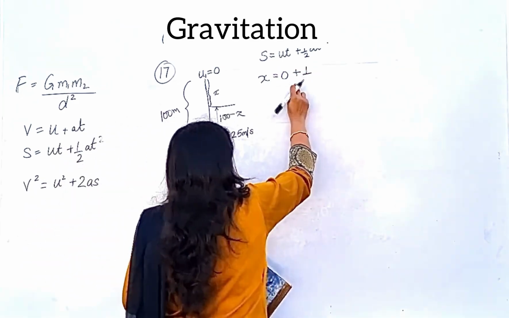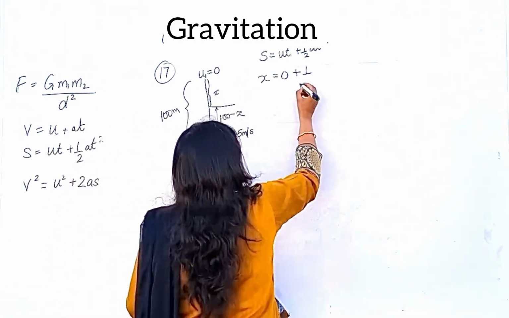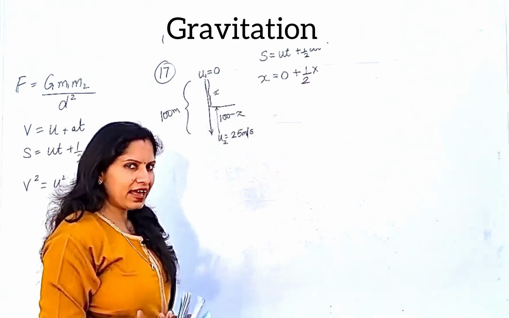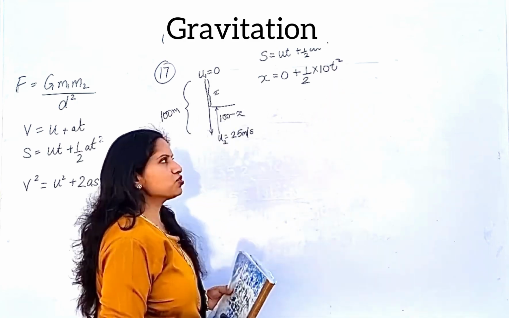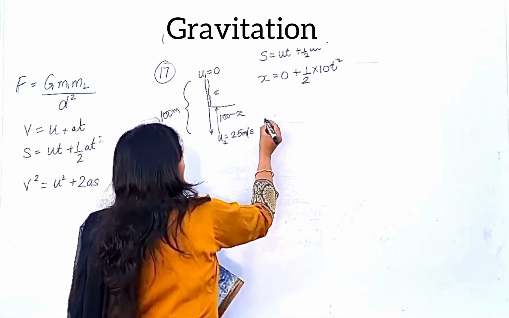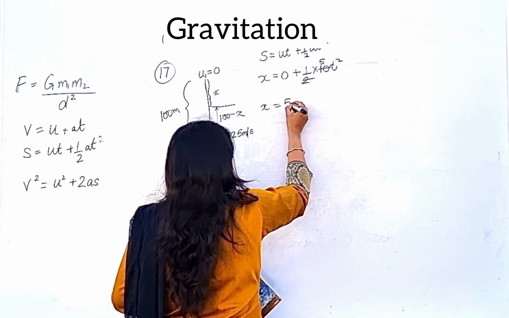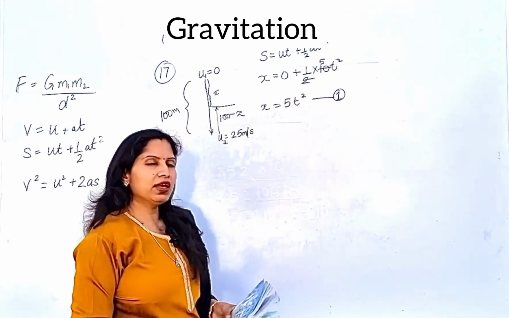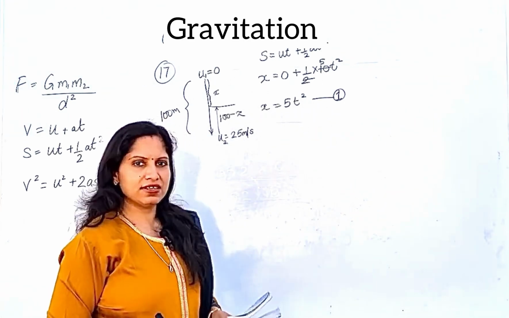Plus, why plus? Because it's coming towards gravity. So, acceleration due to gravity will be taken as positive. Plus half into a. The value of acceleration due to gravity we'll take as 10. And t square will remain t square only because we don't know the time. Okay. Now, we get x is equal to 5t square. That we have got as equation number 1. Okay. So, x is equal to 5t square.